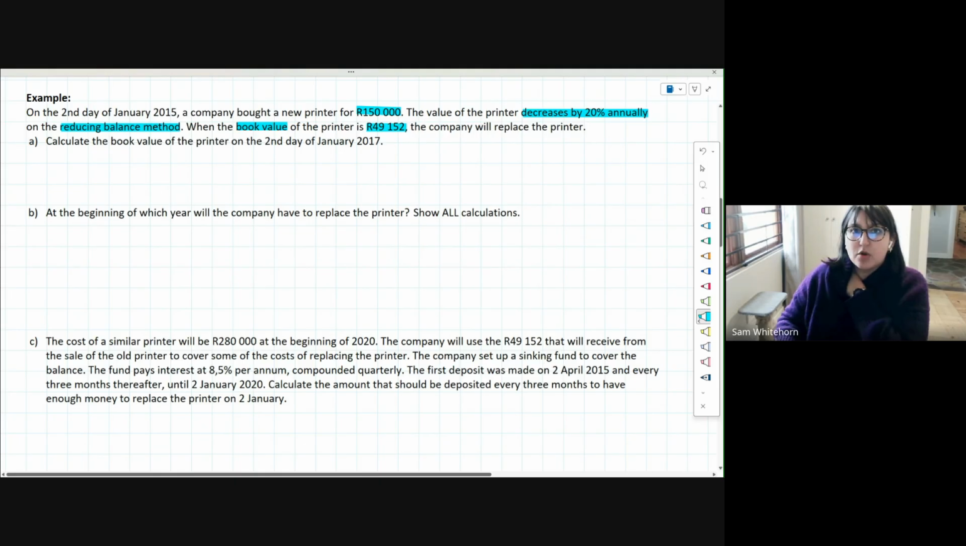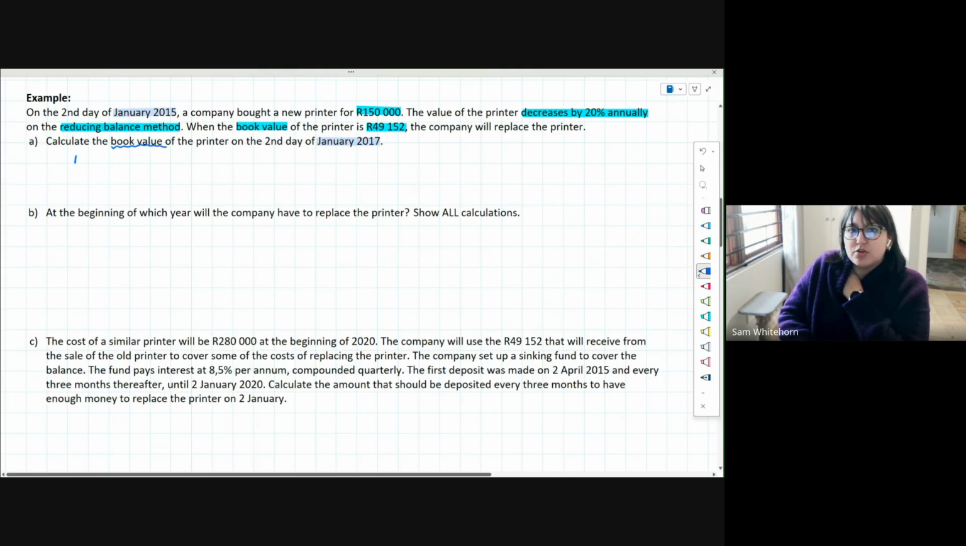Okay, so the first question says, calculate the book value of the printer on the 2nd day of January 2017. Now, what I want you to notice is if we go to the time periods, both of them talk about the 2nd day of January. So essentially we can just go January 2015 to January 2017. The 2nd day of January, I hate when they do this because I feel like it throws us off a little bit and it's very unnecessary information. Whether it's the 2nd day, the 3rd day, the 7th day, it's still a year-long period from the 2nd day of Jan to the 2nd day of Jan. So it's a bit of a red herring in a sense, but we've got a 2-year period that we're trying to calculate the book value of.